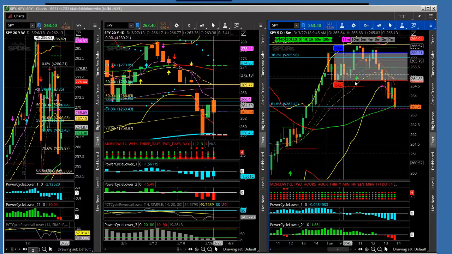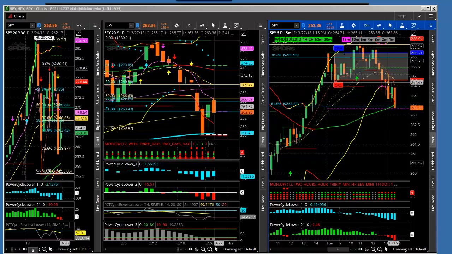But a more important level here today, we were watching this opening range low, this red line here. So when it started breaking that opening range low, you can see it bounced into it, failed again. So this was a good place if you wanted to get short, was to get short right in here about 264 on that failure into that opening range low.